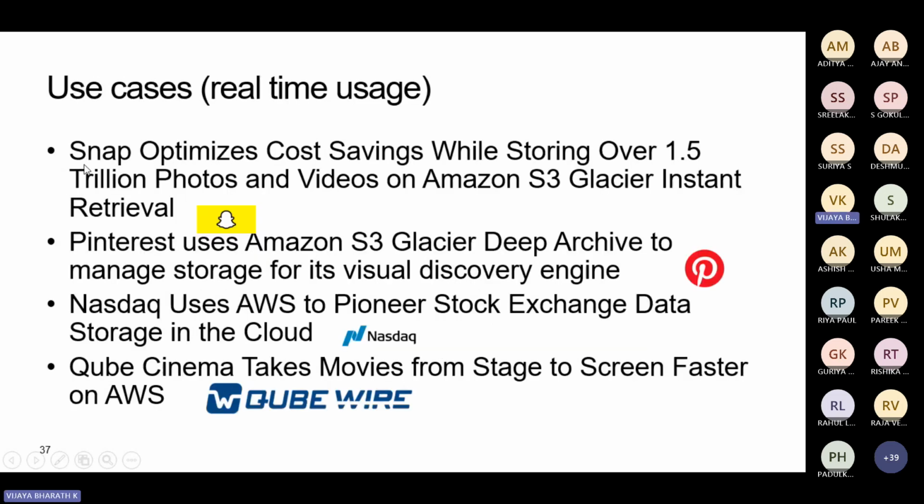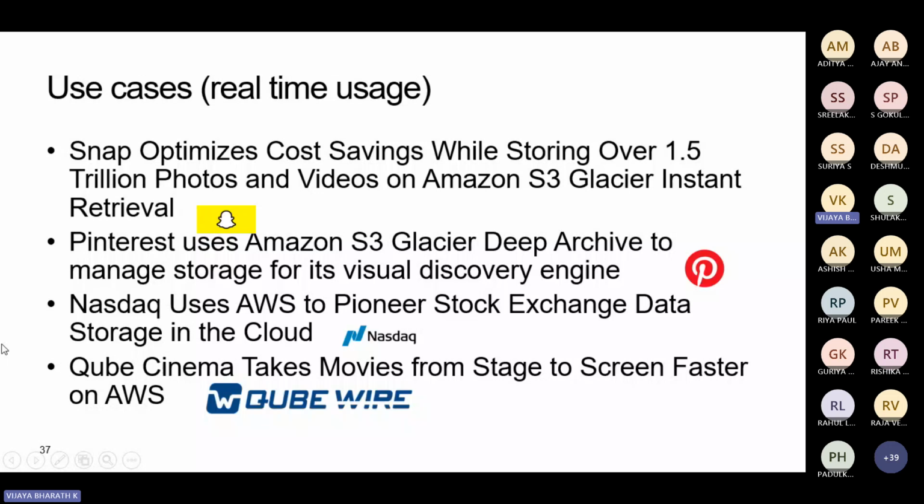So Snap optimizes cost saving while storing almost 1.5 trillion photos and videos on Amazon S3 Glacier. Okay, instant retrieval. If you see Pinterest, those are organizations showing how they use S3. Pinterest uses Amazon S3 Glacier Deep Archive to manage storage for its visual discovery engine. Pinterest gives you a lot of data. Okay, if you search, it will give you.